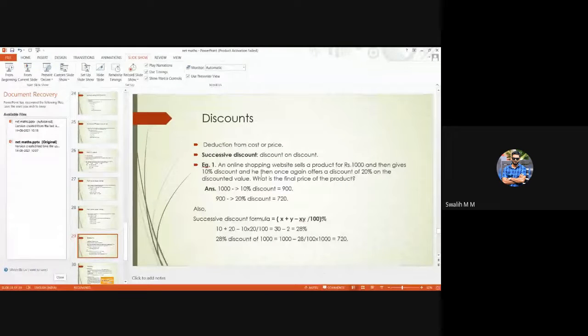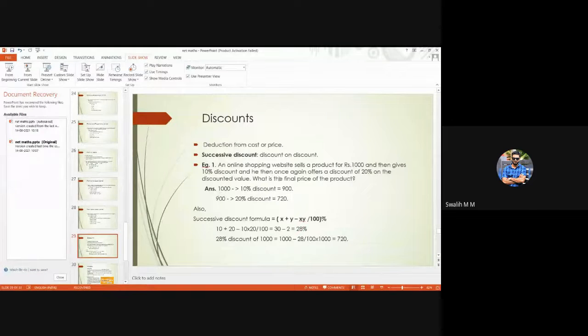So what is the total discount and what is the final price of the product is the question. I'll read the question again. An online shopping website sells a product for ₹1,000, then gives a 10% discount, and once again offers a discount of 20% on the discounted value. So it is not on the original value, but on the discounted value. What is the final price of the product?